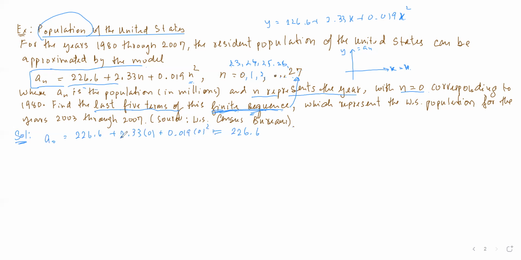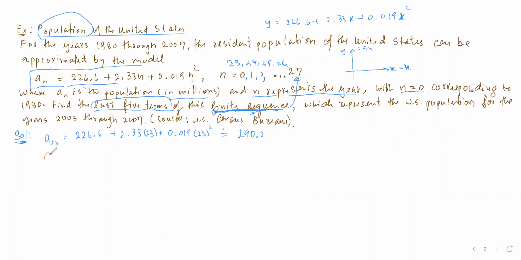Oh no, sorry. It should be 23 here, not 0, because they need the last 5 years. I mean, last 5 terms. So I changed this one. Because they need the last 5 terms, you have to start from 23. So you repeat this with 23, and this one 23 to the power 2. Now you use a calculator. The approximate value is 290.2. That's in units of millions, don't forget, in millions.